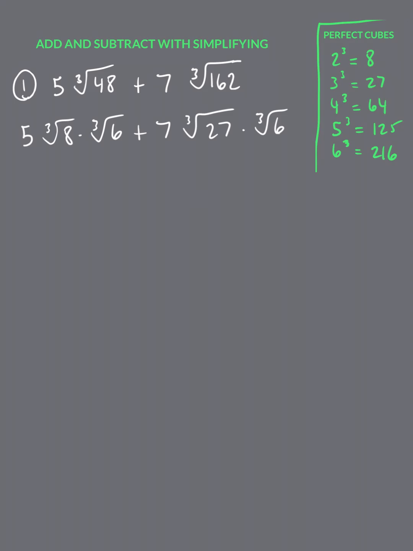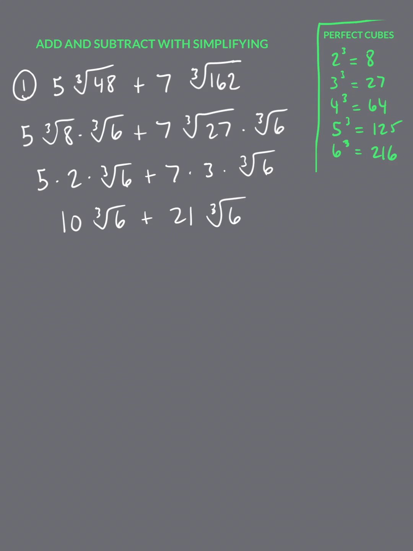And since these are going to be the same, then you're going to be able to add what's in front together. So we know that the cube root of 8 is 2. We know that the cube root of 27 is 3. And since these are multiplied together, then we'll do 5 times 2. We'll do 7 times 3. So we have 10 times the cube root of 6 plus 21 times the cube root of 6. And now we can add the 10 and 21 together and get 31 times the cube root of 6. And that is our final answer.